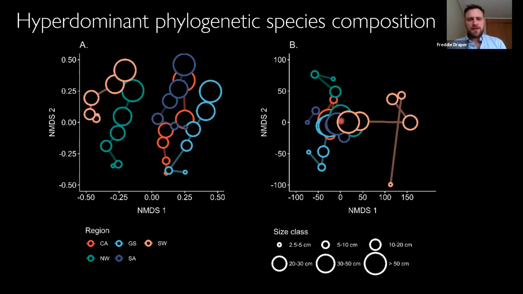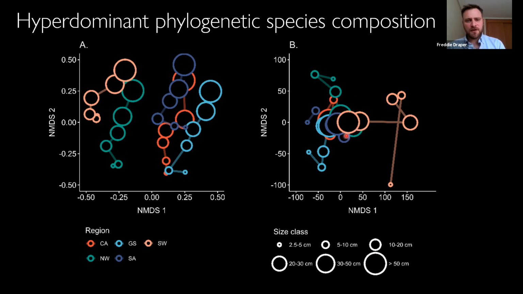We can also use these mean pairwise phylogenetic distances to look at, again, these ideas of composition, but instead of basing our NMDS figures on the abundance of these hyperdominant species, we can do that based on the evolutionary relationships. So this figure is analogous to this one that I showed before.